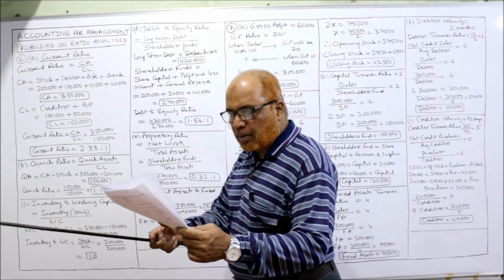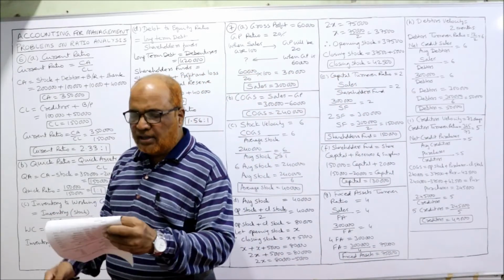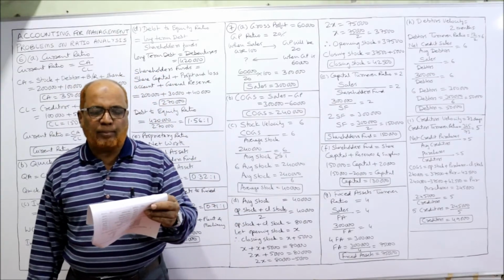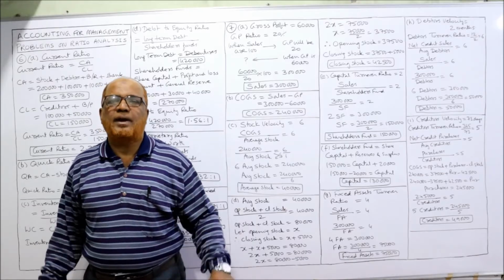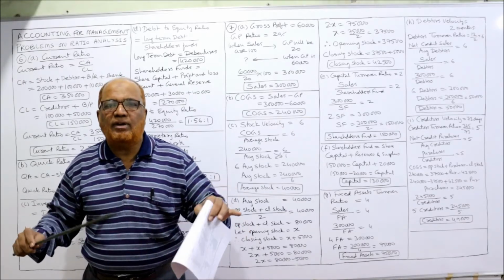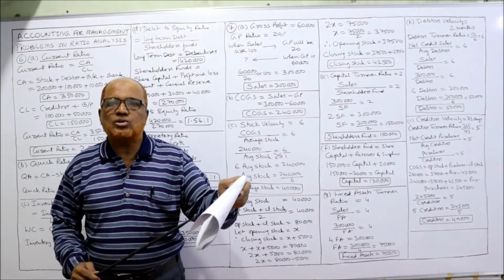Now I am coming to problem number 7. From the following particulars, make out the balance sheet with as many details as possible. In the last 2 videos I have explained how to make the balance sheet with the given ratios. Here also ratios are given.